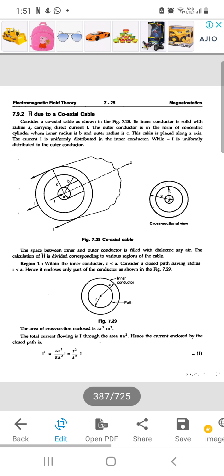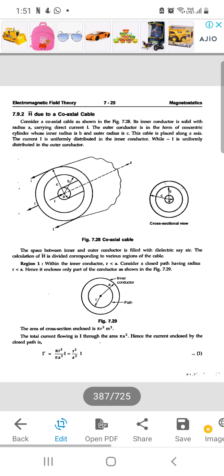Note that the current I is uniformly distributed in the inner conductor, while minus I is the current that is uniformly distributed in the outer conductor. So you have to make this point clear that current I is flowing through the inner conductor, and the current in the opposite direction, that is minus I, is uniformly distributed in the outer conductor.